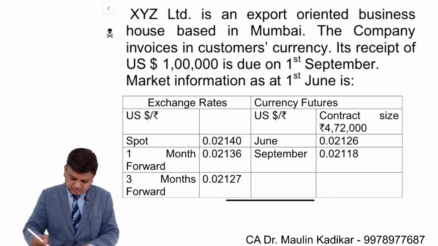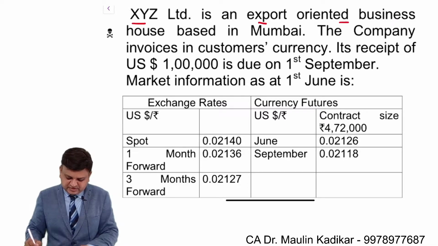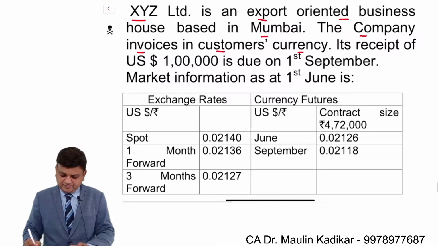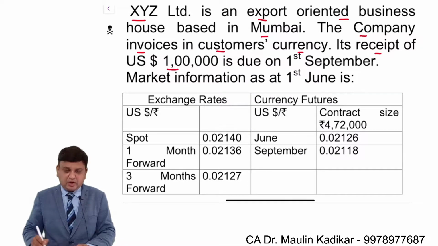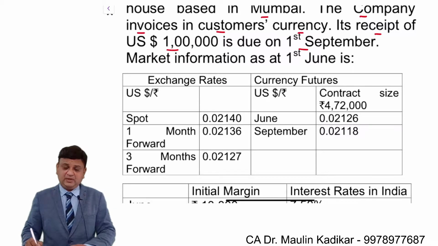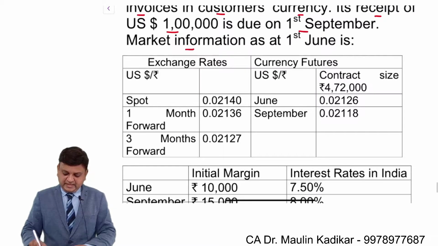Next question. XYZ Ltd is an export-oriented business house in Mumbai. The company invoices in the customer's currency. Its receipt of $1 lakh is due on 1st of September. Market information as at 1st of June is given as under.